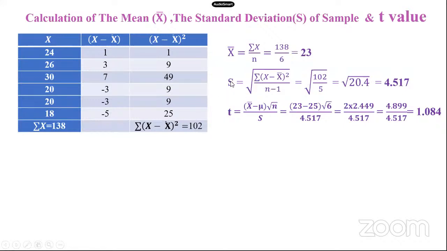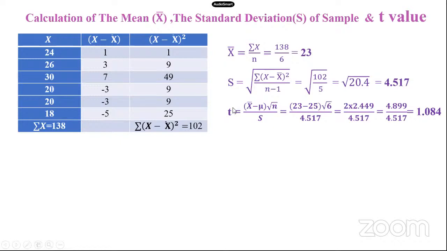So in case of standard deviation formula, under root sum of x minus x bar whole square is 102 divided by n minus 1. N is 6 minus 1 is equal to 5. So 102 divided by 5 is equal to 20.4. Now take the square root of the 20.4. The square root is 4.517. Okay, this is the standard deviation. Now go to the formula of the t-test.